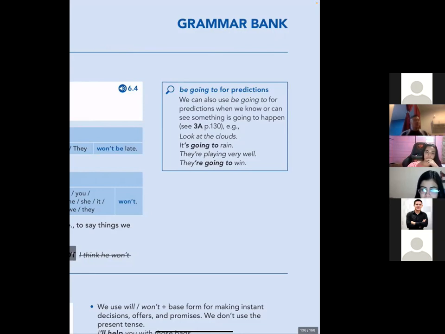For example, let's say that I open the door of my apartment and I don't feel any wind. And I'm like, oh, today it is not going to be windy. Why? Because I cannot feel any wind, it's very calm. Okay, Alan, tell me.